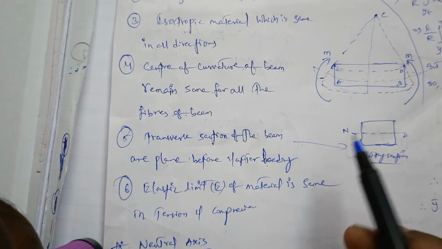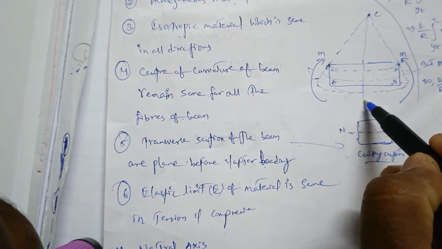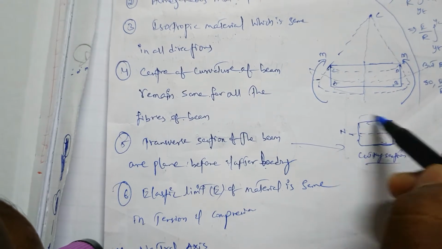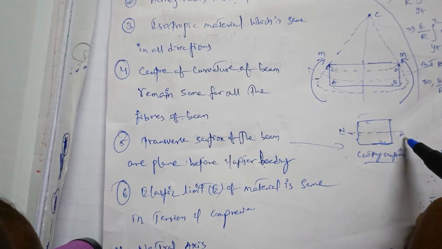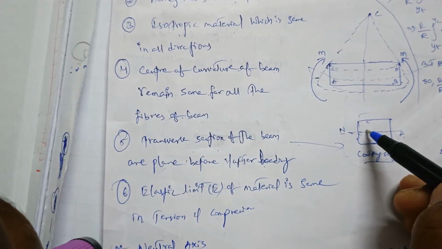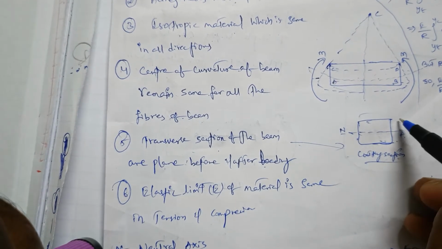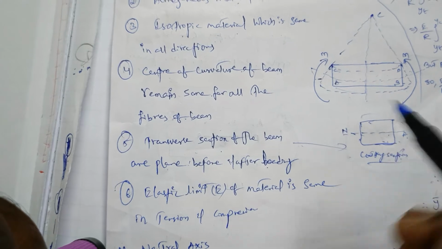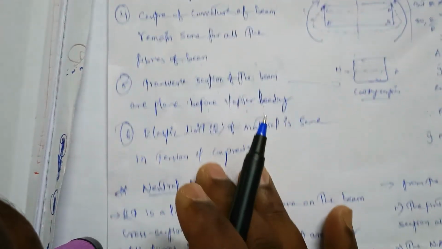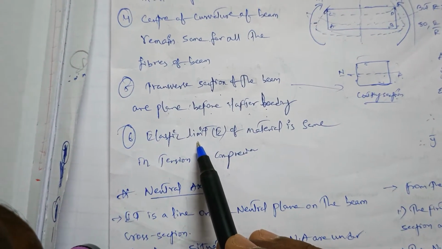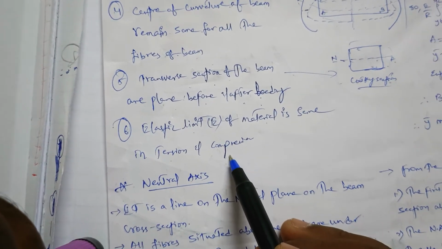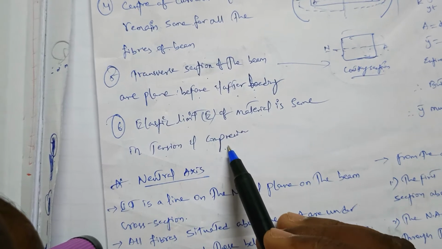What is the transverse section here? When you cut the beam at the center of the point, the half portion which is there is nothing but this one. In the half portion you can see the neutral axis will be constant. The cutting section is known as the transverse section. On this side it looks like a square or a rectangle, whatever the shape of the beam. So the transverse sections of the beam are plane before and after loading. And the sixth one is the elastic limit, that is, Young's modulus of the material is the same in tension and compression. So there will be no chance of change in the material.